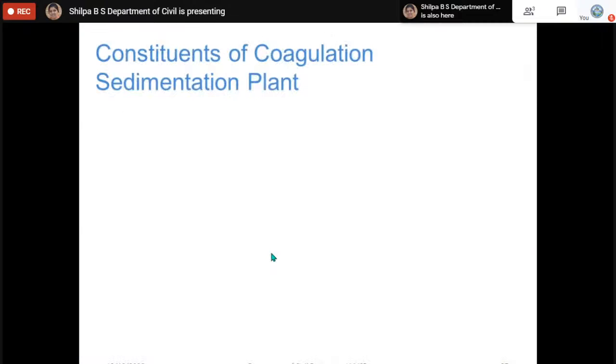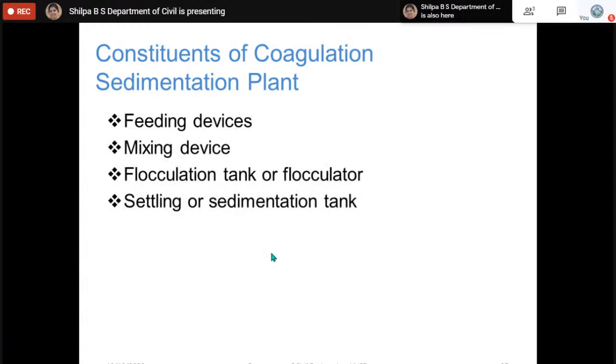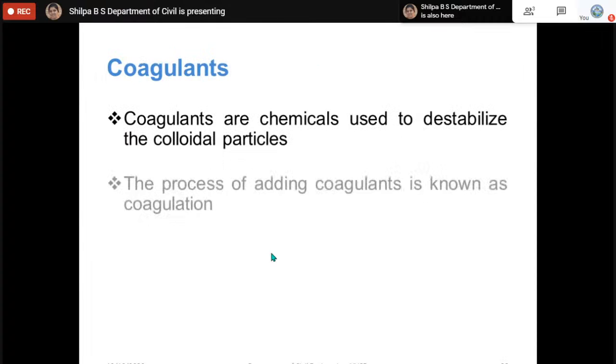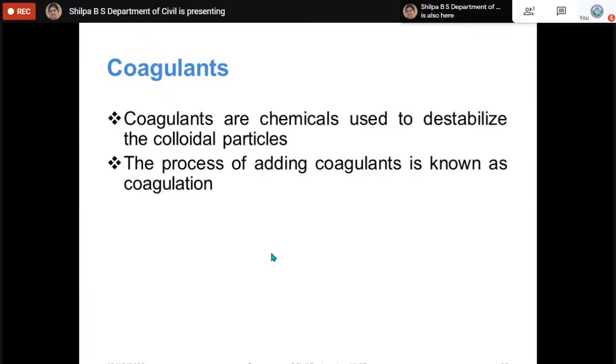So next is the constituents of a coagulation sedimentation tank. If we are not having plain sedimentation, if the turbidity of the water is high, then there will be a necessity of adding a coagulant. Then we call that a coagulation sedimentation tank. The important constituents or components of this are the feeding devices, mixing device, the flocculation tank, and then comes the sedimentation tank. The chemicals generally used to destabilize the colloidal particles are called coagulants. And the process of adding the coagulants is known as coagulation.